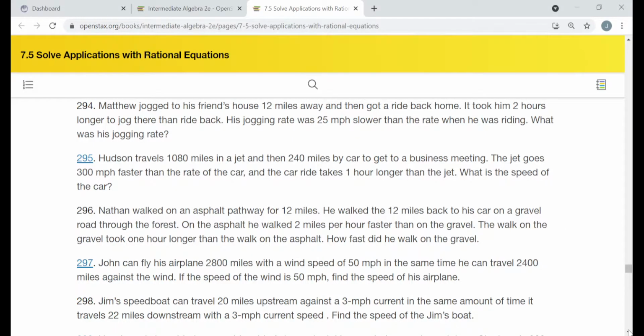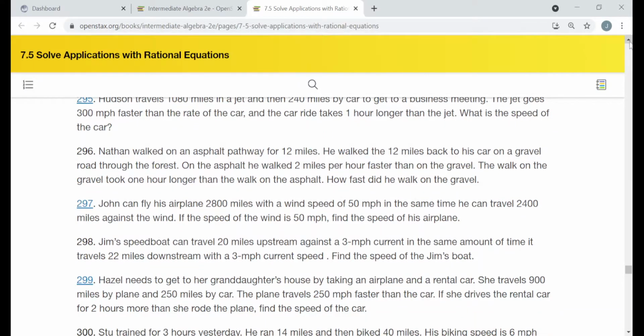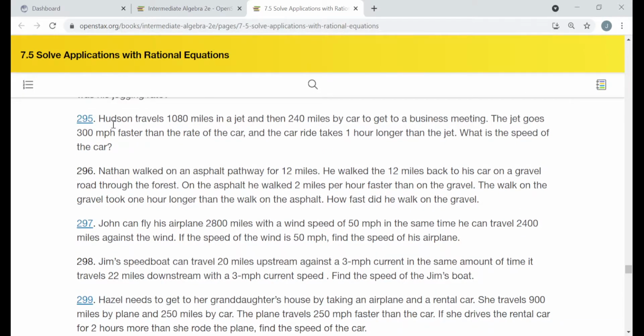Okay, example 11. The next exercise. This would be exercise 295. So here we have Hudson travels 1,080 miles in a jet, and then 240 miles by car. So there are the two rows of our table, jet and car, to get to a business meeting. The jet goes 300 miles per hour faster than the rate of the car, and the car ride takes 1 hour longer than the jet. What is the speed of the car?